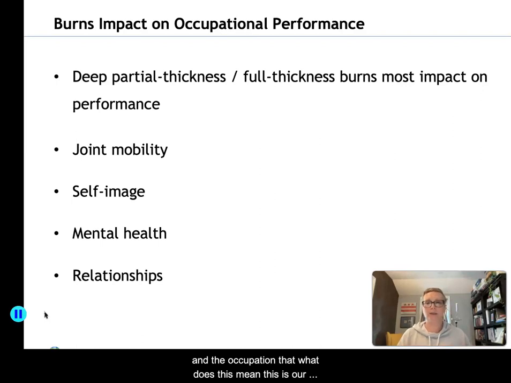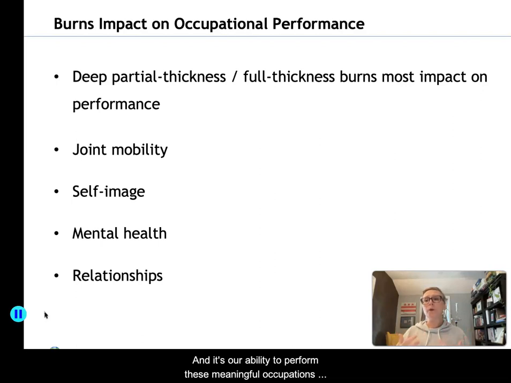Now, what does this mean? This is our ability to choose and organize and satisfactorily perform meaningful occupation. What are occupations? These are our everyday personalized activities, the things that are meaningful to us. So if you go to page 30, you'll see a very comprehensive list of occupations that we might perform every single day, every single moment.